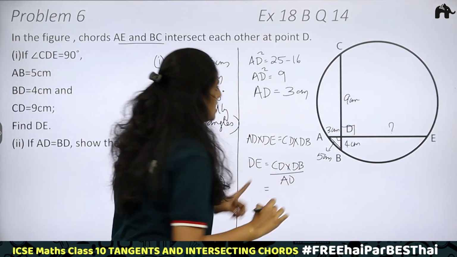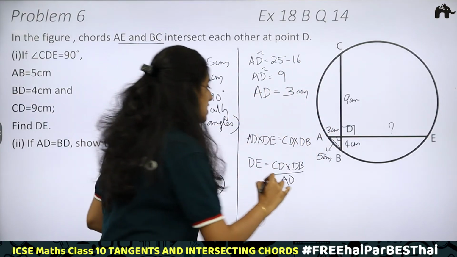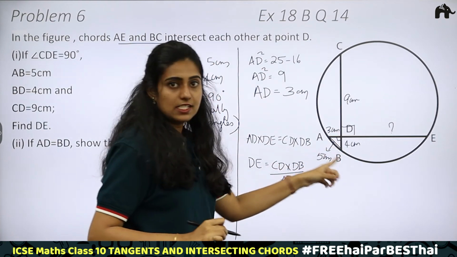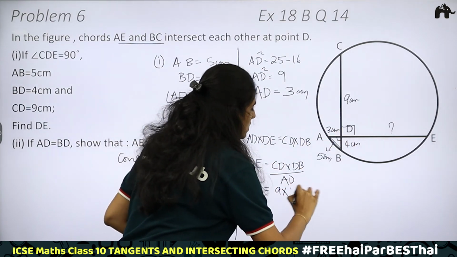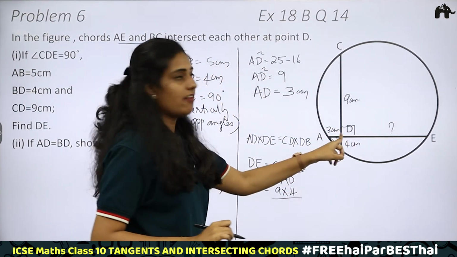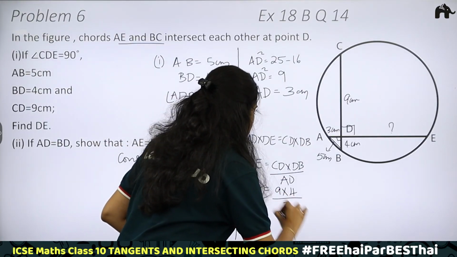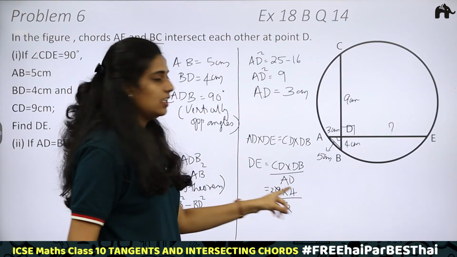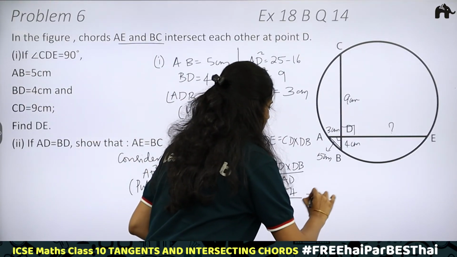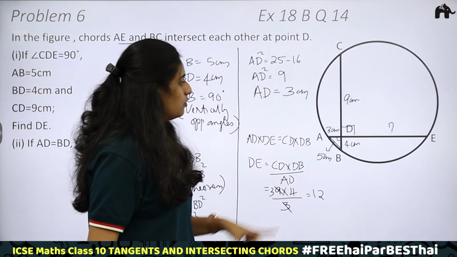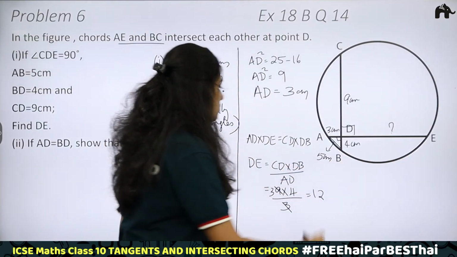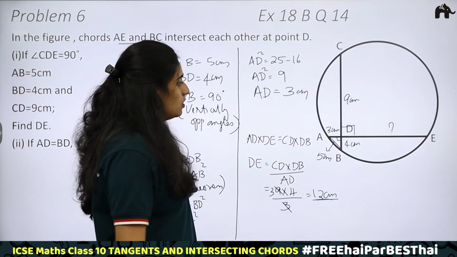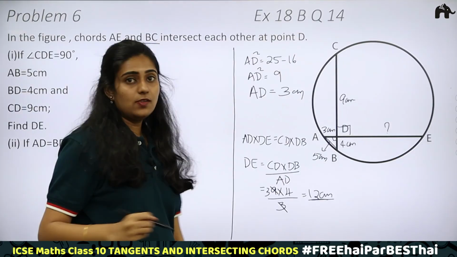Now put the values. CD is given in the question, which is 9 centimeter. DB is this length, also given in the question, which is 4. And AD we have determined, which is 3. Cancelling 3 and 9, 3 3s are 9, 3 into 4 we get 12. Therefore DE, this length, is equal to 12 centimeter. Now the second part.